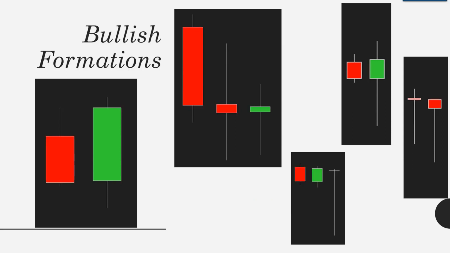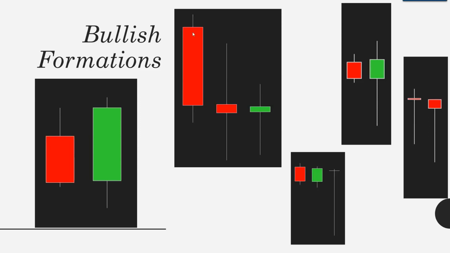Now, these are your bullish candlestick formations. What do I mean by a bullish candlestick formation? It simply means that the next bar should go in that direction. A bullish formation indicates that the next price bar should go up. So in this case over here, you first have a bearish candlestick followed by a bullish candlestick that actually exceeds both the high and the low of the bearish candlestick. The next price bar should go up.